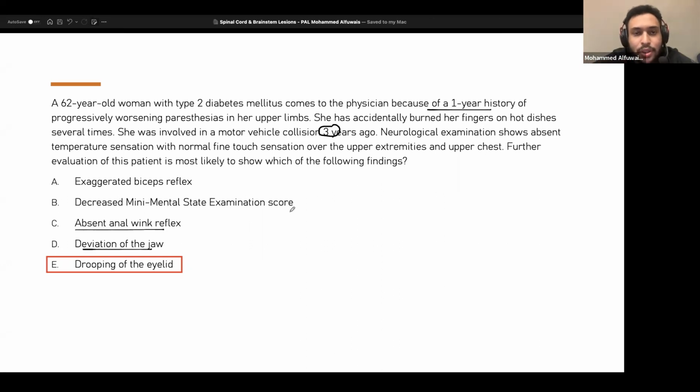Deviation of the jaw happens with a trigeminal nerve lesion. It does not affect the trigeminal nerve in the central cord because that's in the brainstem. And drooping of the eyelid, why? Because of Horner syndrome. Okay. Yes, this is central cord syndrome.